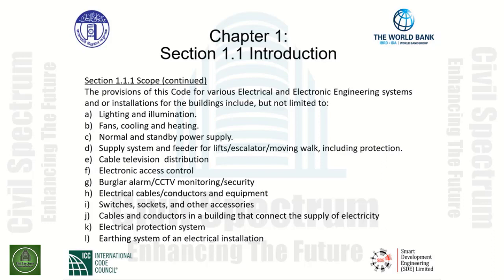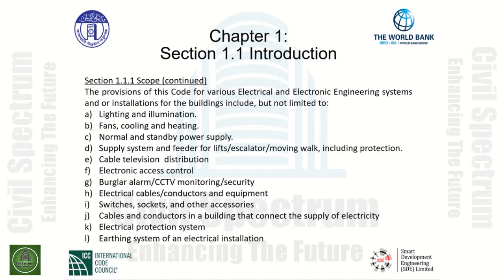Additionally, the provisions of this code for various electrical and electronic engineering systems and/or installations for the buildings include, but are not limited to, the following. Lighting and illumination. Lighting and illumination indicated in item A is necessary such that we can function within the building under proper lighting or illumination levels for working, living, eating, cooking, sanitation purposes.